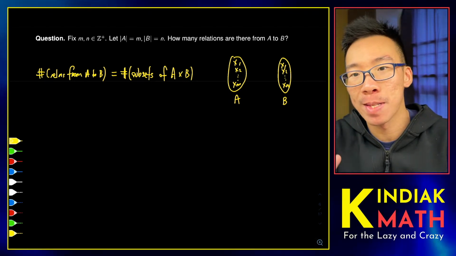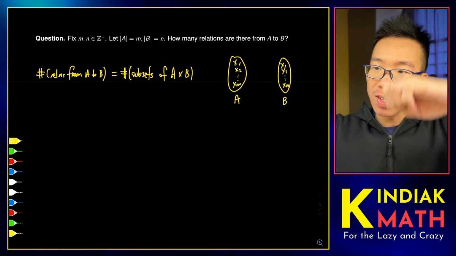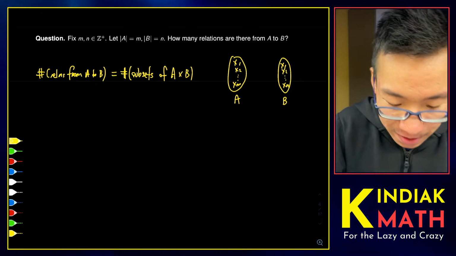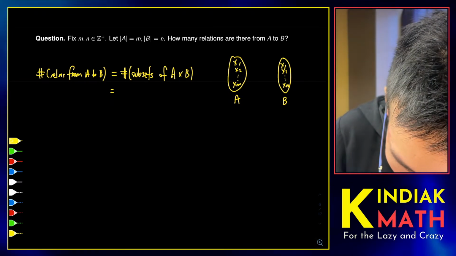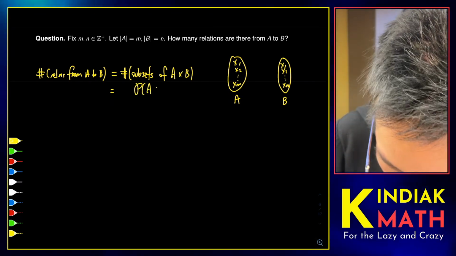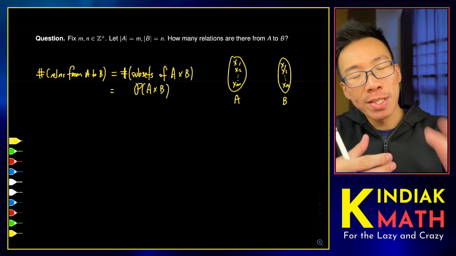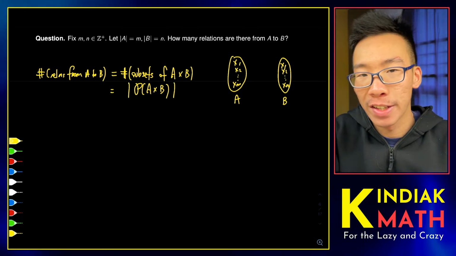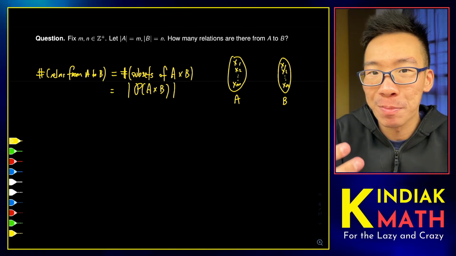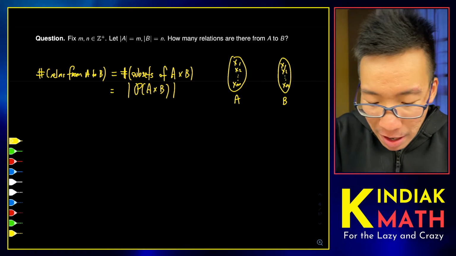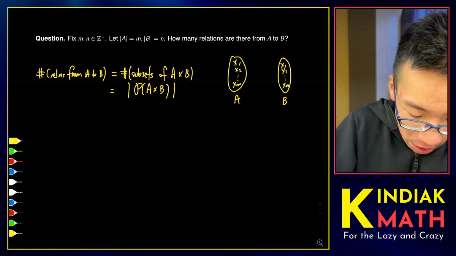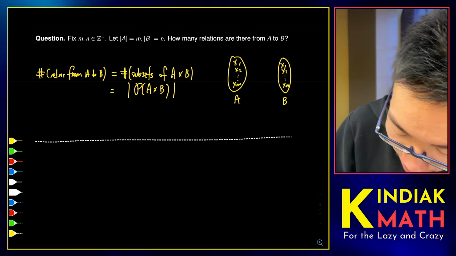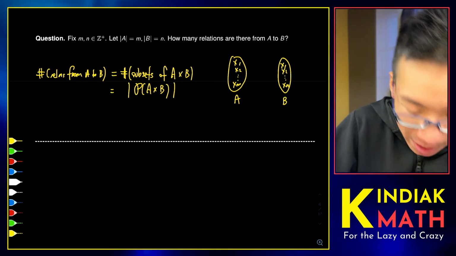But the number of subsets of A cross B, well, if we consider all the different subsets of A cross B, that simply gives us the power set of A cross B. And the power set of A cross B contains all the different subsets. So we're trying to find the cardinality of the power set. And surprise, surprise, how do we go about this? Now, some of us are very aware of the result, but for the benefit of those of us who have not seen this result, let's do a quick check.